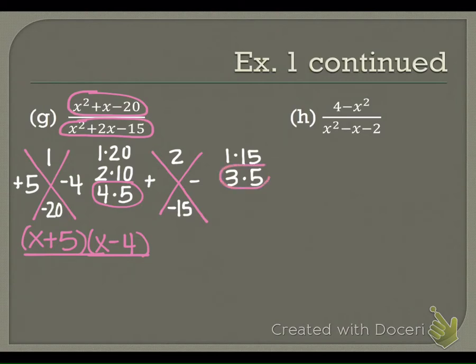Okay, so I'm going to use 3 and 5. Yeah, 3 and 5. All right, and you said the 5 will be the positive? Yes, ma'am. And the 3 will be the negative. Okay, so my final factored answer is (x + 5)(x - 2). Awesome.